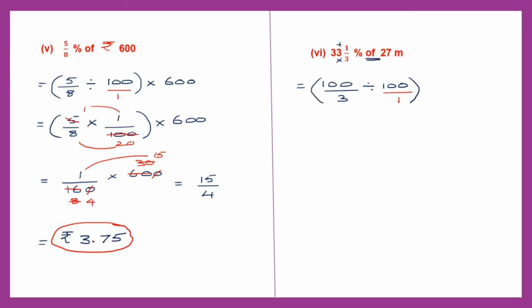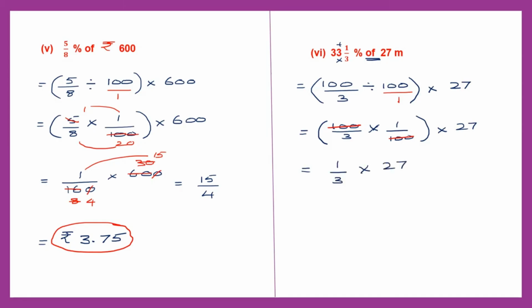Now let's go to of. Of means into, and then we have 27 meters. We write 27. Now let's work out what's within brackets. So let's keep the brackets. So that's 100 by 3. Division becomes multiplication. 100 by 1 becomes 1 by 100. Close the brackets into 27. Now let's cancel. I can cancel 100 and 100. So what is left is 1 by 3. So 1 by 3 into 27.